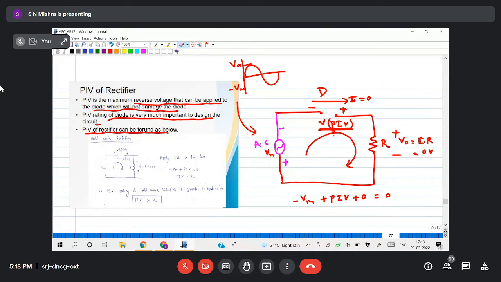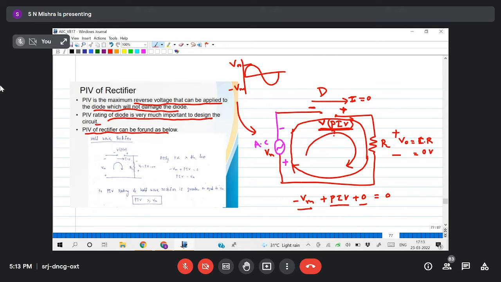Any doubt? I'm moving from here, plus to minus, that is minus VM. Then here, minus to plus, plus PIV. Then here across RL, this is 0. So the loop is complete, and the sum equals 0. Is it understood?